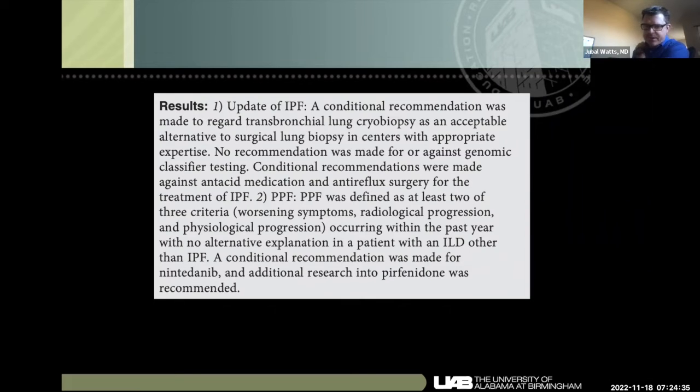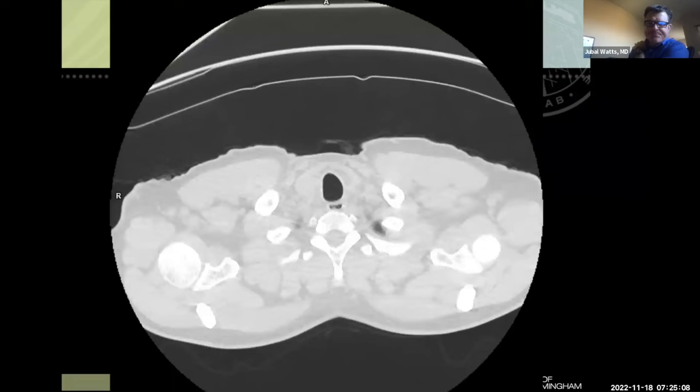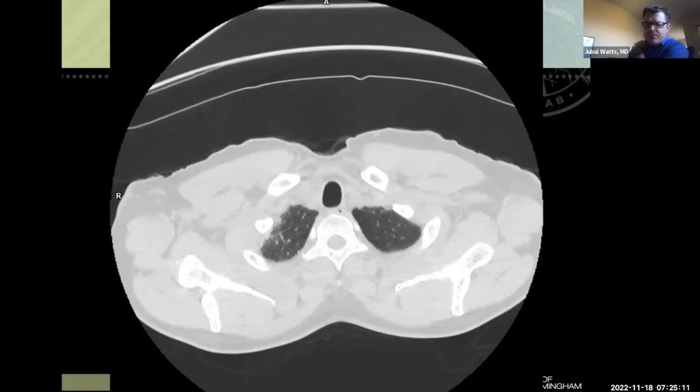So a lot of places are not comfortable doing it because the risk of bleeding is much higher than your typical transbronchial biopsy. And then they came up with another terminology, which is progressive pulmonary fibrosis. This means you have worsening pulmonary fibrosis, so you show some progression on imaging or physiologic progression on PFTs, or worsening symptoms. So PPF is progressive pulmonary fibrosis. That's different than PPFE, which is pleuroparenchymal fibroelastosis. But if somebody's fibrosis is progressing, then that can be an indication for certain therapies.